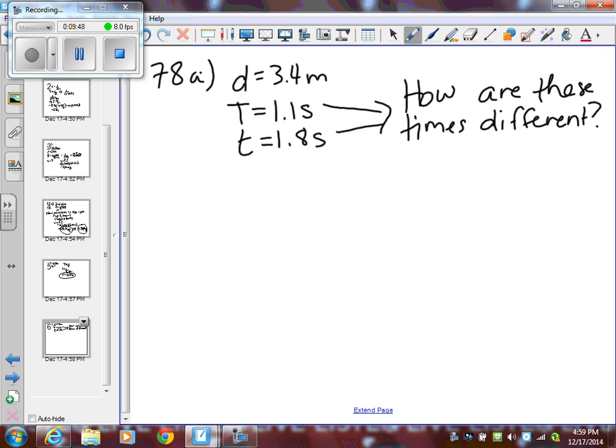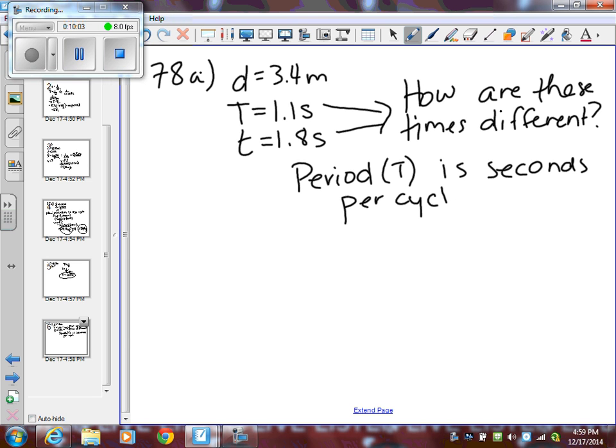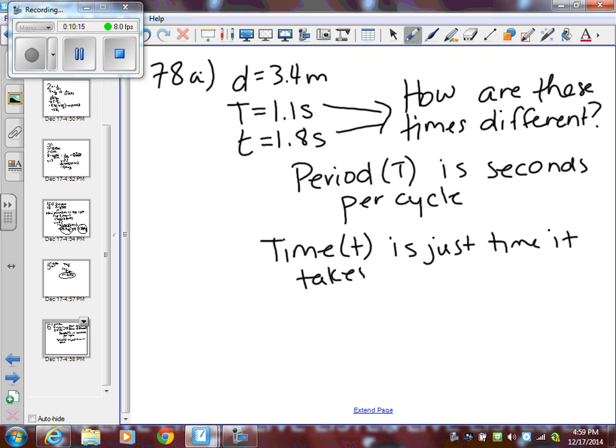Period, or T, is seconds per cycle. Where time, lowercase t, is just the time it takes to do something.